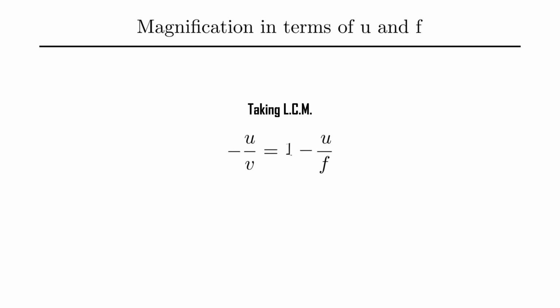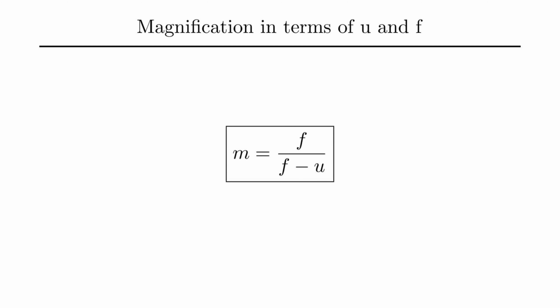Taking LCM, we have minus u over v equals f minus u over f. On taking reciprocal on both sides, we get minus v over u equals f over f minus u. Since magnification equals minus v over u, therefore m equals f over f minus u.